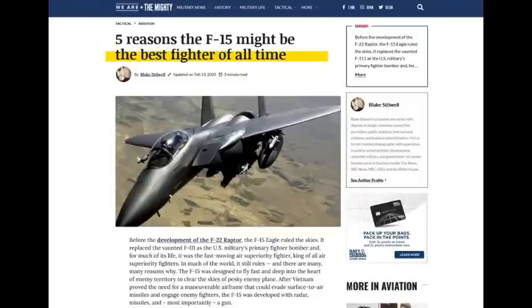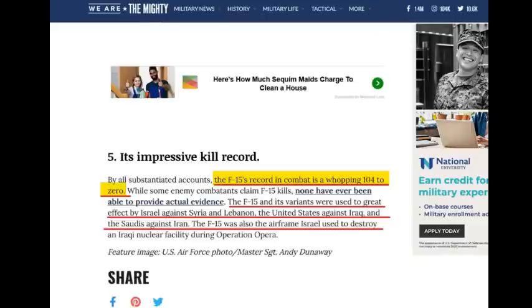But here it is. This is how they make their argument. Apart from the argument that it's a beautiful machine and it flies well, well, of course, it will not do anything that the Su-27 can do. But still, here is their war record. They say, look at this: by all substantiated accounts, the F-15 record in combat is a whopping 104-0.